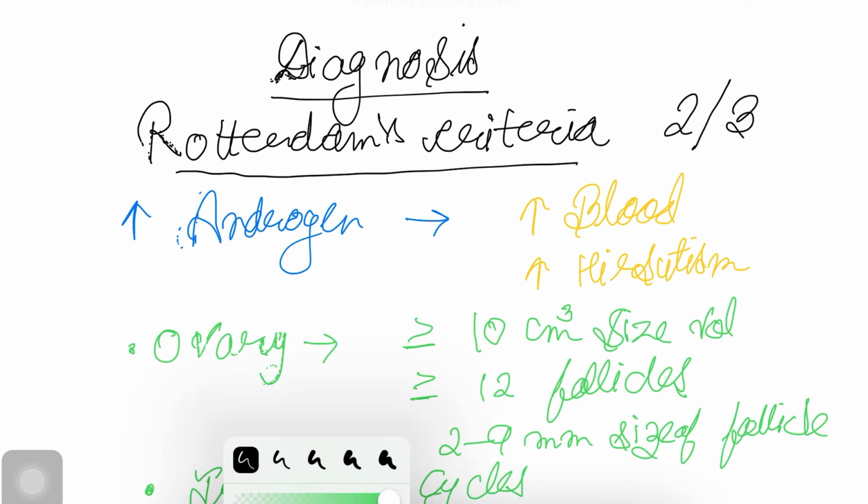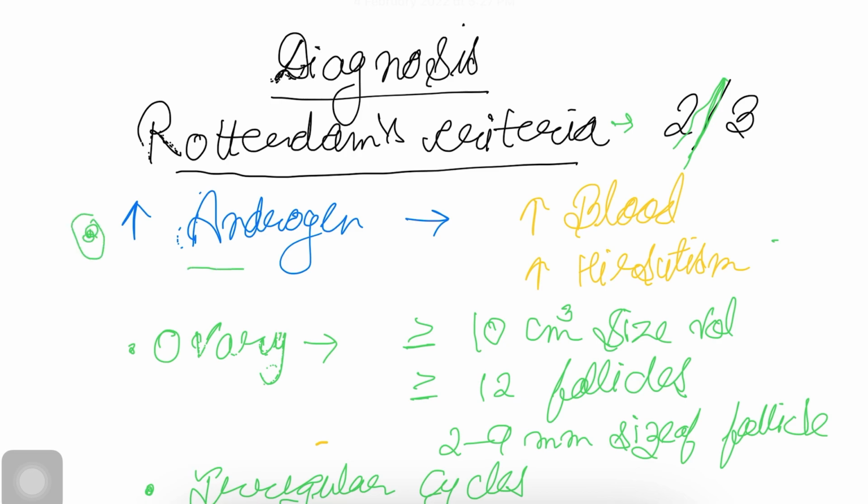The criteria is the Rotterdam criteria. How is it diagnosed? Rotterdam criteria. What does Rotterdam criteria say? It says that out of three, two should be present. And what are the three points? The first point is a feature of increased androgen. Maybe in the blood there will be increased androgen, or maybe a feature of hirsutism.